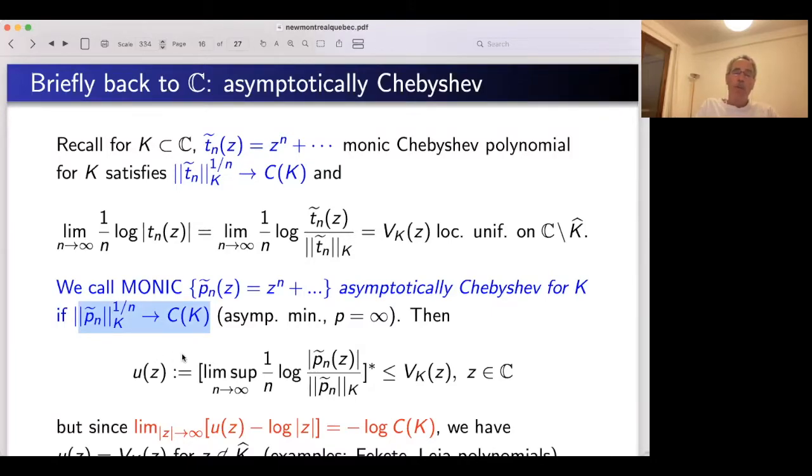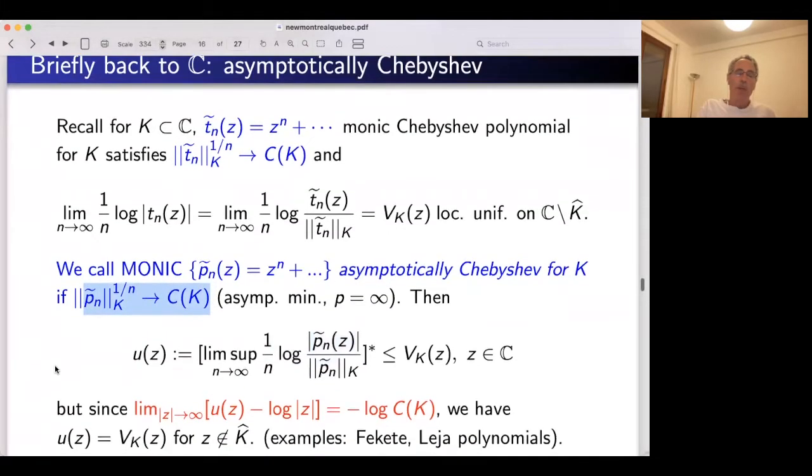And well, for such a sequence, these subharmonic functions 1 over n times the log of these normalized Pn tildes are competitors for the extremal function v sub k. So this function I've called u, the lim sup of that sequence, when I take the regularization, is below v sub k. But because of this condition, you actually get that at infinity, u of z has exactly the right growth.